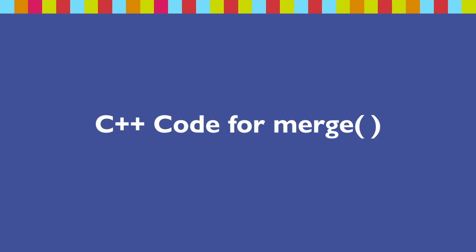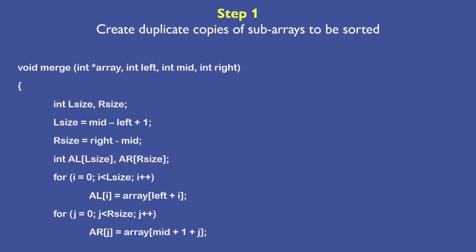Once the division has been done, the next step is to implement the conquer approach with the help of this merge function. So step 1 here will be creating duplicate copies of the subarrays which are to be sorted. So with this, I've created a merge function which accepts these arguments: array, the left index, the midpoint that we calculated in the merge sort function, and the right index.